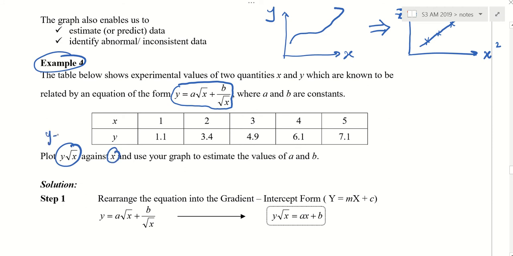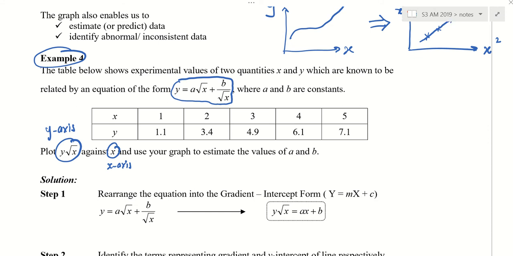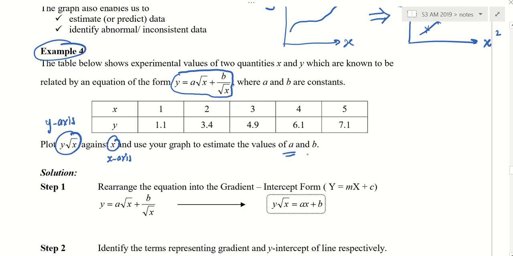So can you write down, this is your y-axis. This is your x-axis. The first one is always vertical. So then I want to estimate the value of A and B.